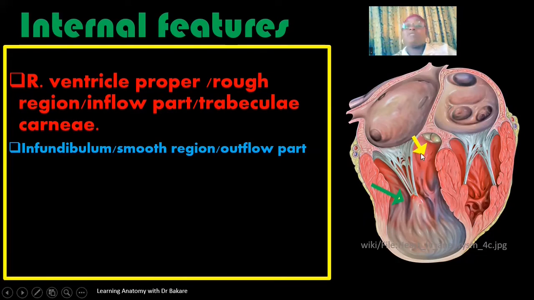This region appears to be very smooth. It is not rough as presented in the right ventricle proper, where we have the trabecular canal creating the roughness, but here it appears to be smooth, and that is why it is the smooth region of the right ventricle.